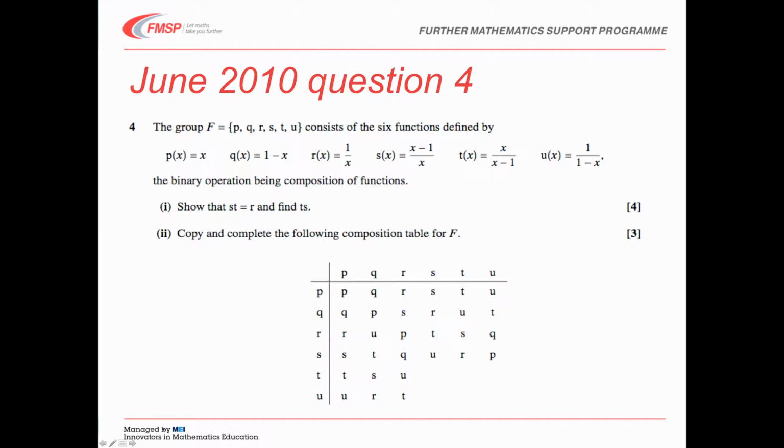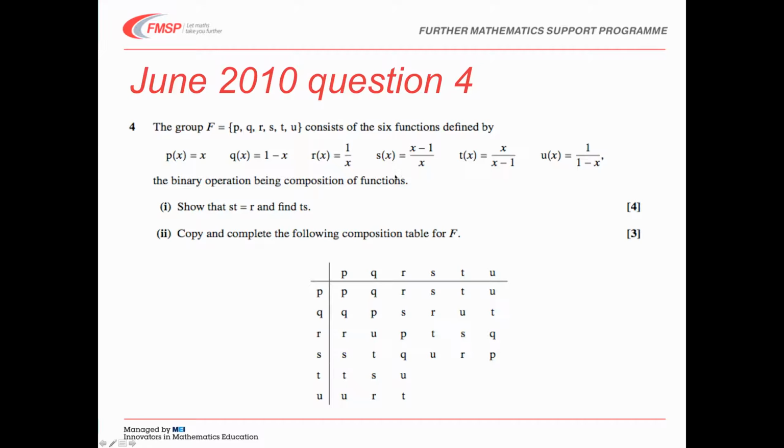Okay, so what we're going to look at now is a couple of exam questions. We're going to look at June 2010 and June 2011, go through the exam questions, have a look at how to do them and how the mark schemes work. Okay, so we start off with this one.